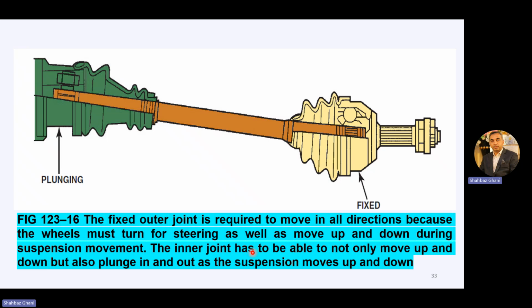The inner joint has to be able to not only move up and down but also plunge in and out as the suspension moves up and down. So your wheel is here, it is going up and down, so this inner CV joint has to move up and down, and it should be moving in this direction also.